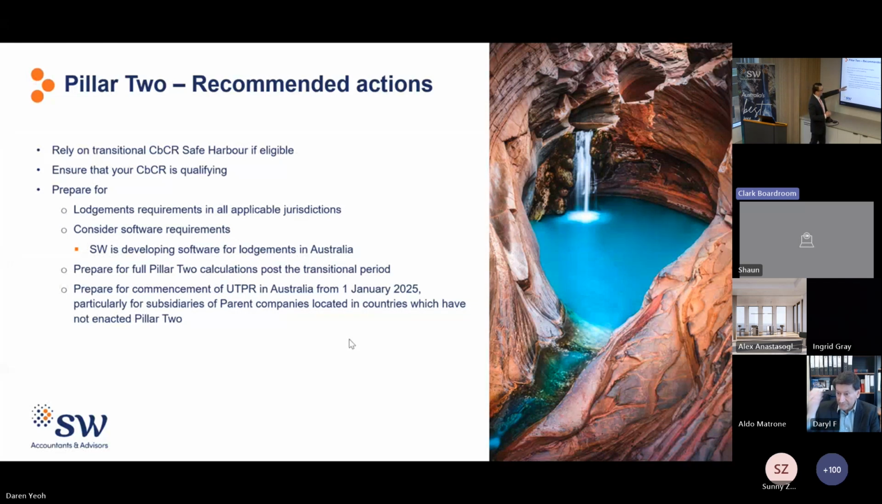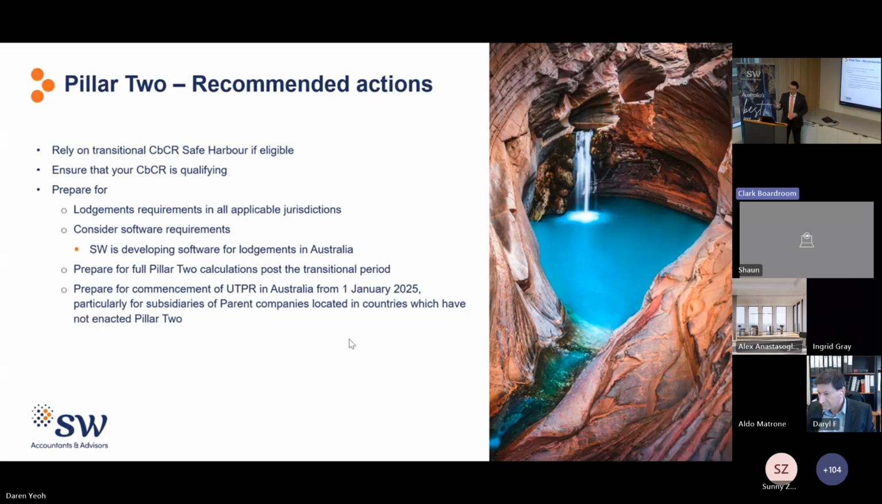Now, the Pillar 2 calculation, the transitional CBCR safe harbor, is a simple calculation. It makes your life a lot easier for the first 3 years. But use that time because the transitional period will end and you need to perform the full Pillar 2 calculation. So use this period to prepare for when you need to perform the full calculations, including where you get the data from, how do you automate it, how do you check, and the processes and controls around this.